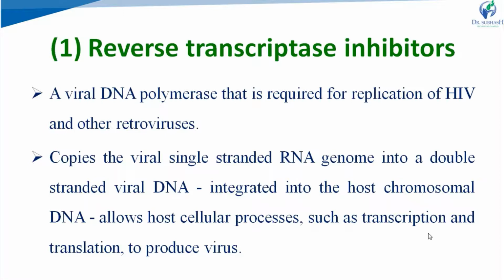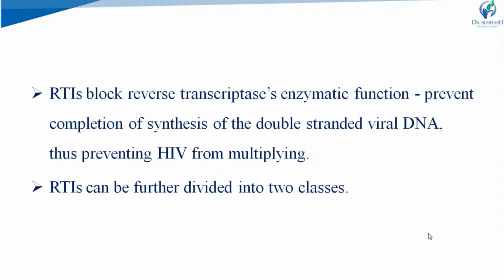Now, this newly formed DNA is integrated into the host chromosomal DNA, and starts to use the host machinery for further transcription and replication. This allows the host cellular processes such as transcription and translation, and produces the new viruses. Reverse transcriptase inhibitors block this enzyme or its enzymatic function and prevent the completion of synthesis of double-stranded viral DNA, and ultimately prevent the HIV from multiplying. That means they inhibit the multiplication of HIV.